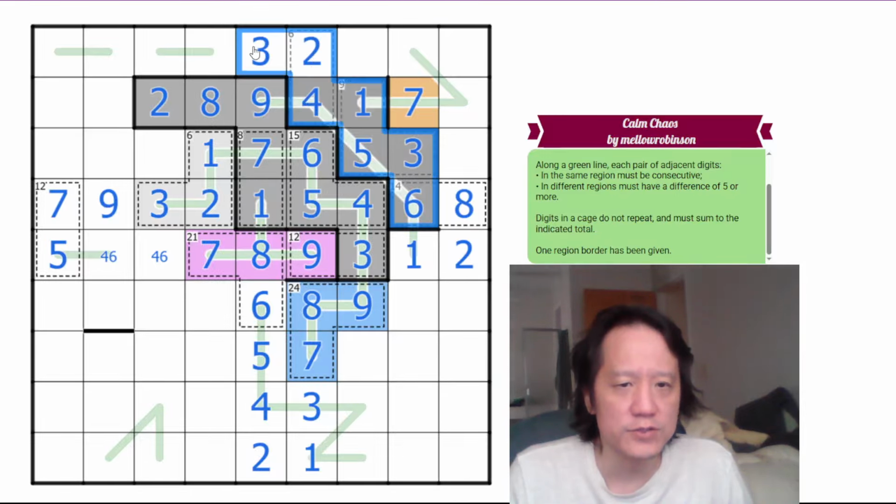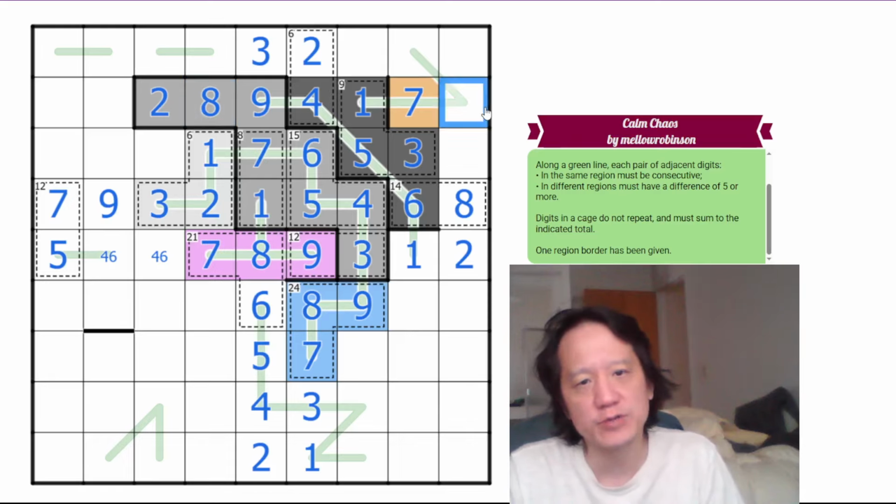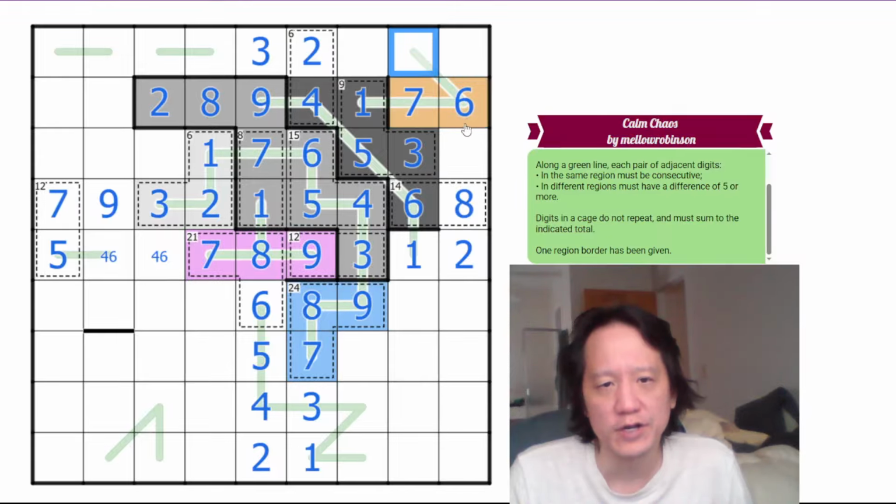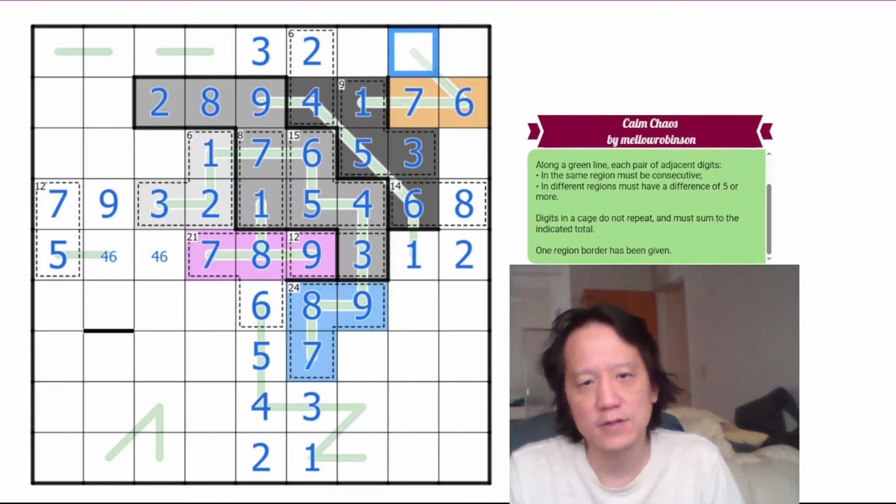Dark cannot go this way for the 3. This digit cannot be 1 or 2, which would be 5 away from 7. So this must be consecutive with 7. And can't be 8 because of the 8 in the row. So this is 6. This is the same region. 6 would have to be away from 1 if these are not the same region. Sorry, 5. It has to be 5 or more away from 1 only. And this can't be 1 because of the 1 in the column. So this has to be 5, which means it's the same region here.